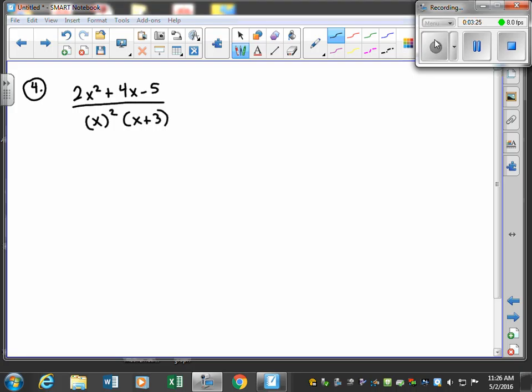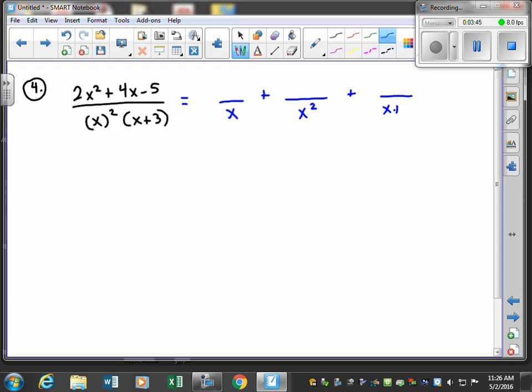Okay, so now that we have a better idea of our 4 different cases, let's look at this next one. To start, just by looking at my denominator, first of all, I'm going to have a buildup here, so it's going to be over x, and then it's going to be over x squared, and then I just have this term, which is x plus 3. Now, we'll just have an A, B, and a C here, because this is not quadratic.